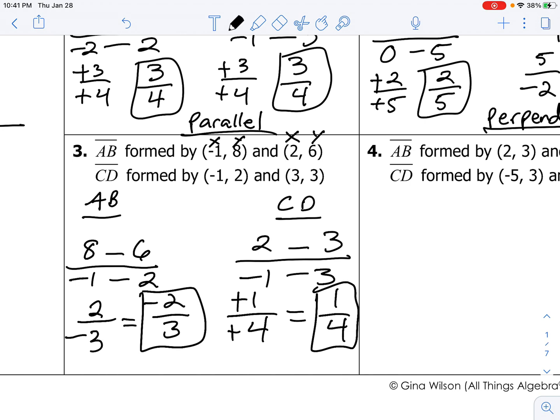So if you look at this one right here, we've actually got neither, meaning it's not even close. We've got a -2/3 and we've got a +1/4. So this one would actually be a neither, because it's neither flipped over and it's actually not even close to being the exact same slope. All right, so this one would be a neither one. All right, so doing the next one.